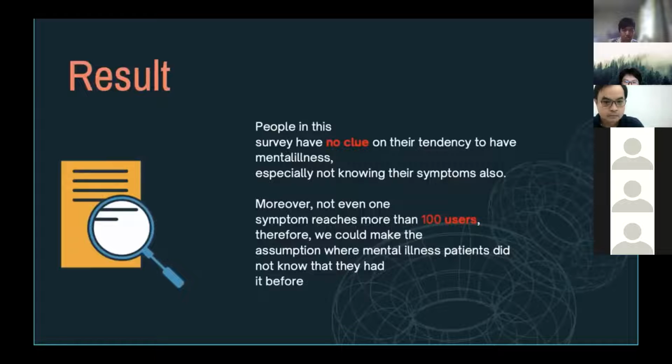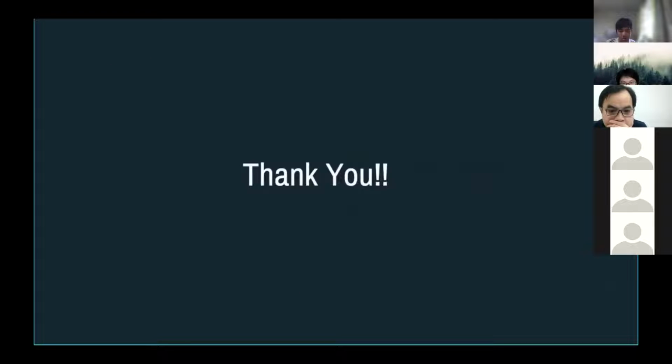Okay, so moving on to the results. As I recognized from the visualization mainly and some of the cluster analysis, people in this survey have no clue on their tendency to have mental illness, especially not knowing their symptoms. Moreover, not even one symptom reaches more than 100 users. Therefore, we could make the assumption that mental illness patients did not know that they had it before. Yeah, that wraps it all up. So thank you very much for listening.